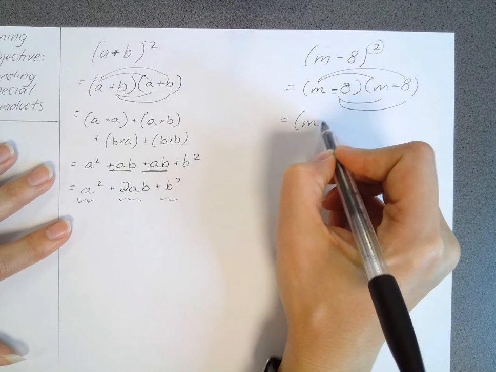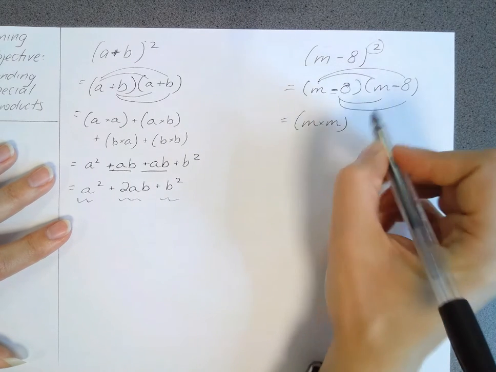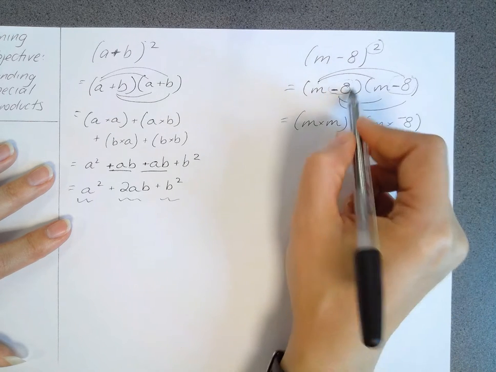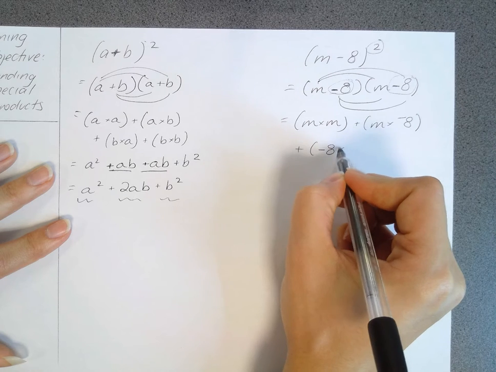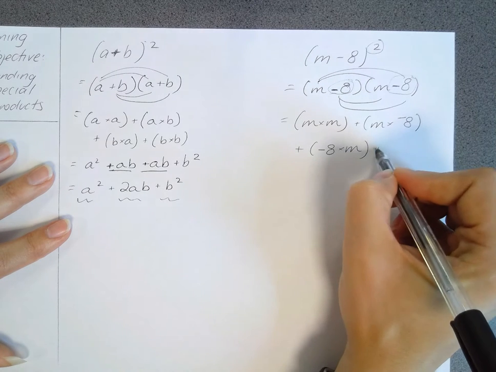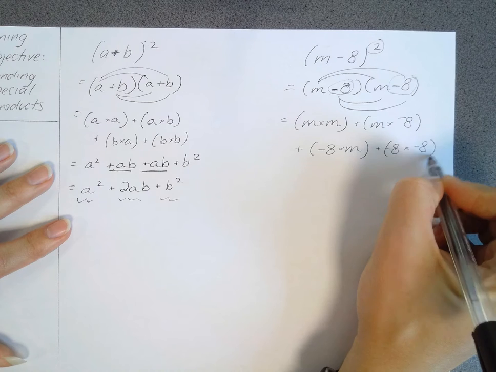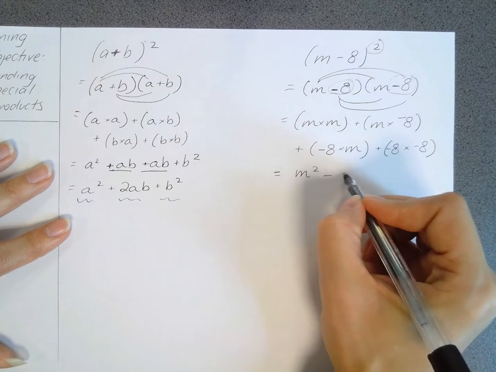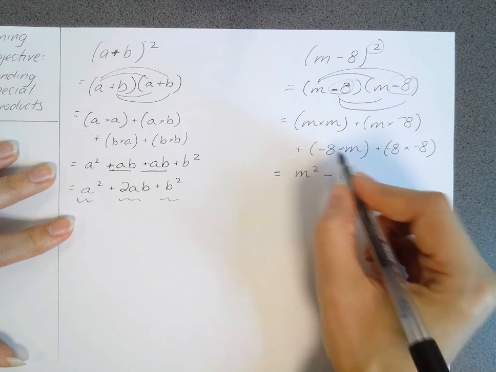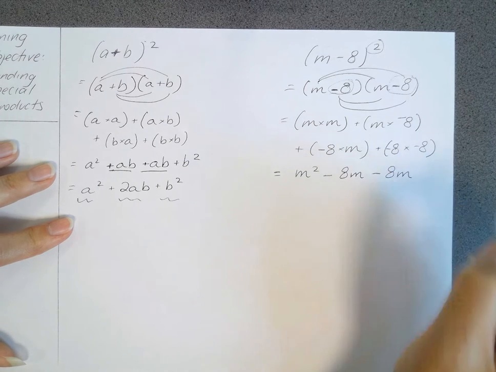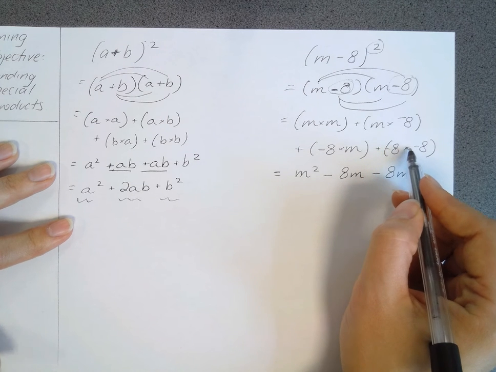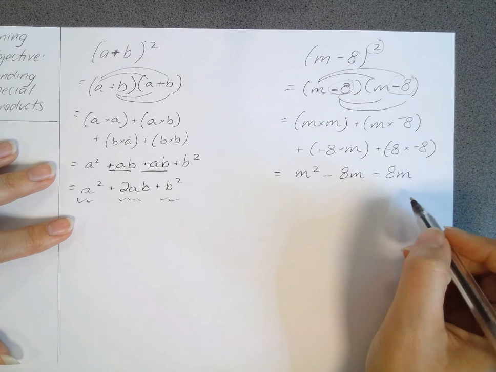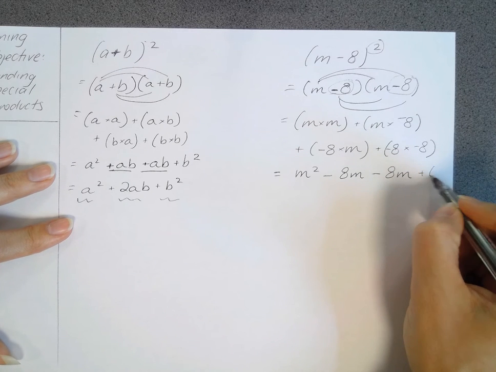Alright, so m times m for that first one, plus m times negative 8. We have to take it with its sign on it, plus negative 8 times m, and then plus negative 8 times negative 8. Alright, so m times m is m squared, m times negative 8 is negative 8m, and then the next one is exactly the same, negative 8m, and we've got negative 8 times negative 8. Now 8 times 8 is 64, and negative 8 times negative 8 is also 64, because a negative times a negative will give a positive, so positive 64 here.